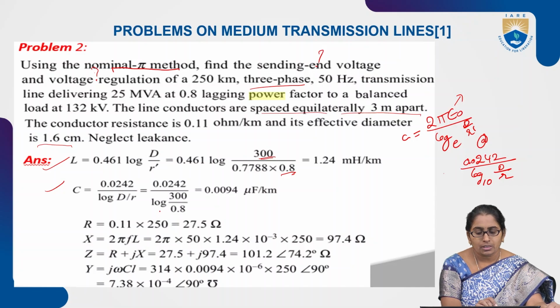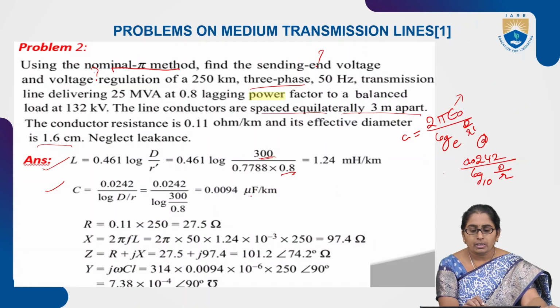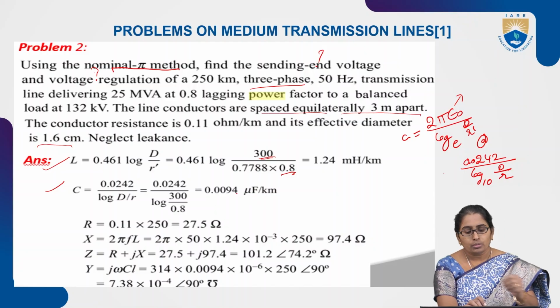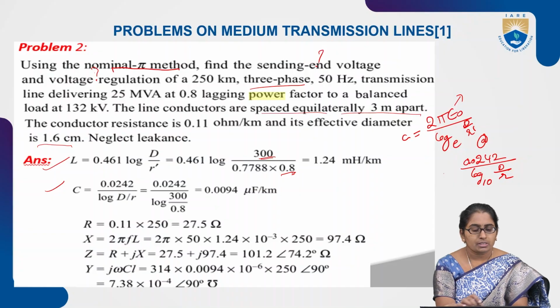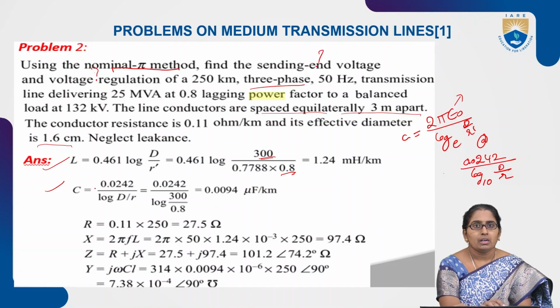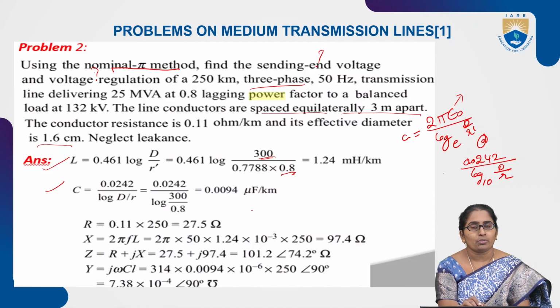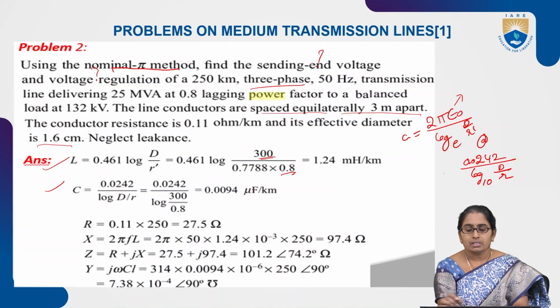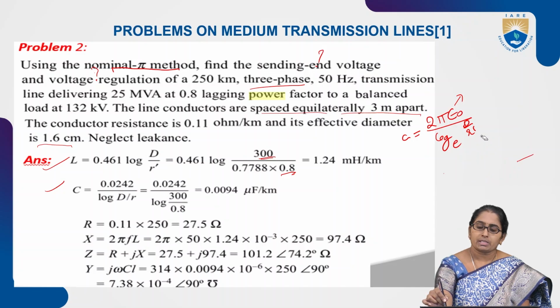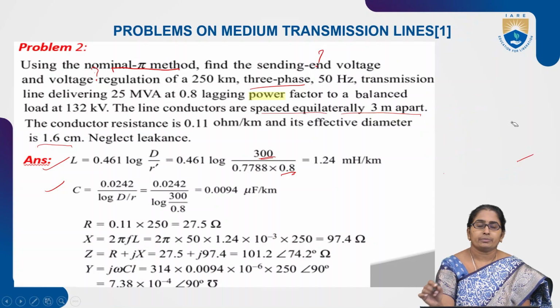Finally, capacitance is given as 0.0094 microfarad per kilometer. Also know that in this expression, 0.461 for inductance, the inductance value is given in millihenry per kilometer. Similarly, the C expression 0.0242 by log base 10 D by R gives the C value in microfarads per kilometer. That is how the derived expression is considered.